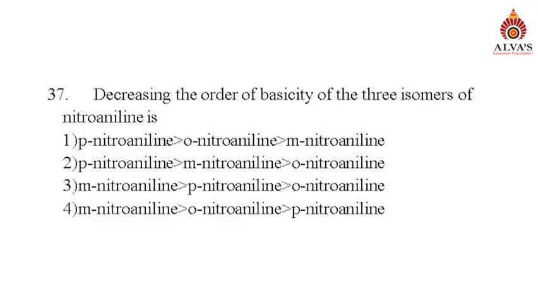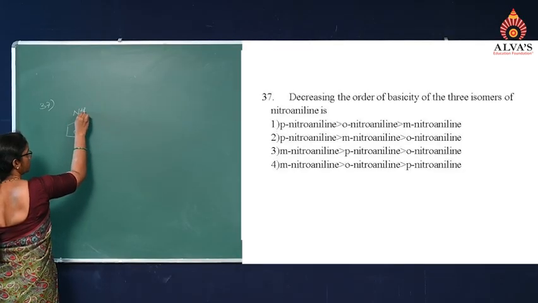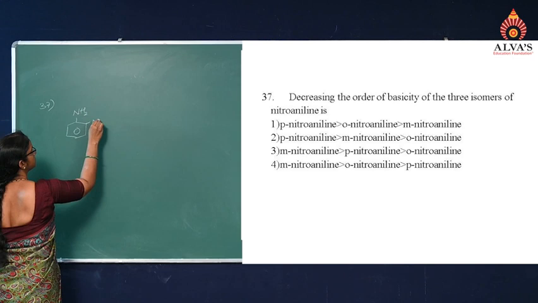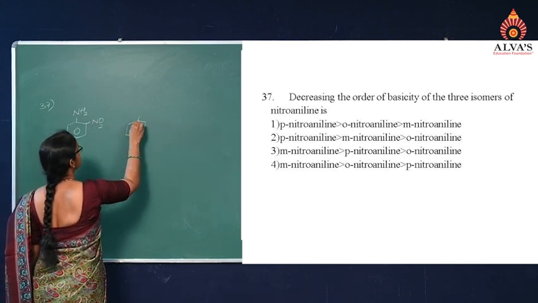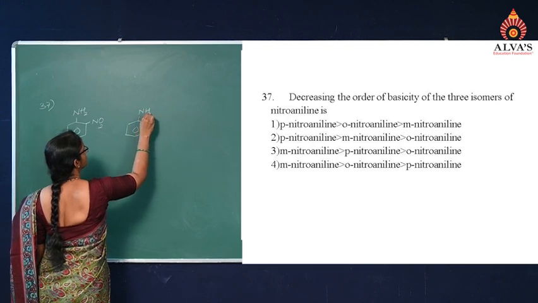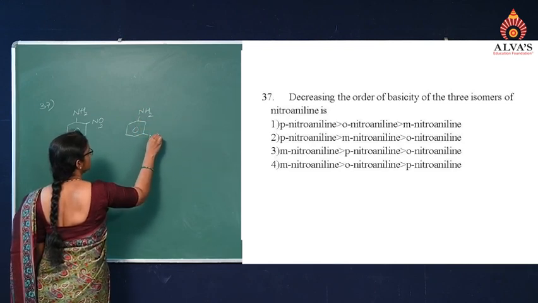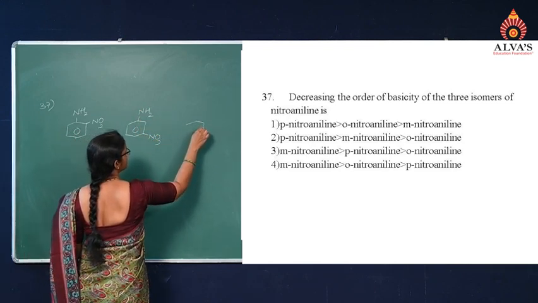Question number 37. The decreasing order of basicity of the three isomers of nitroaniline is. Now, three isomers of nitroaniline are orthonitroaniline, metanitroaniline, and paranitroaniline.